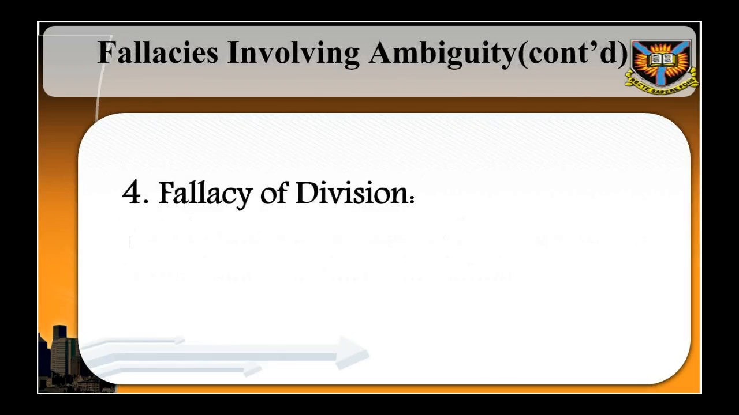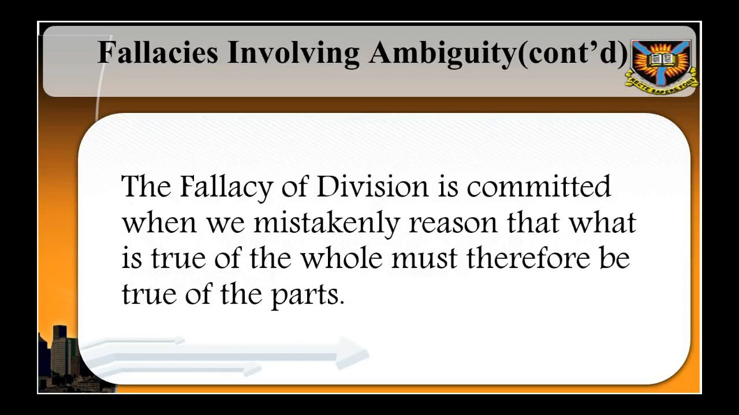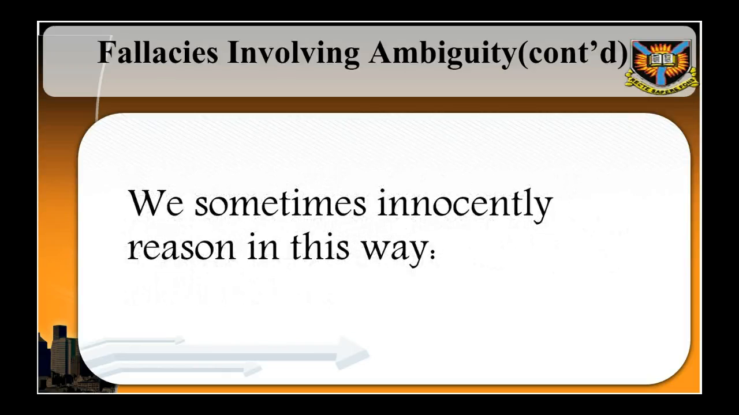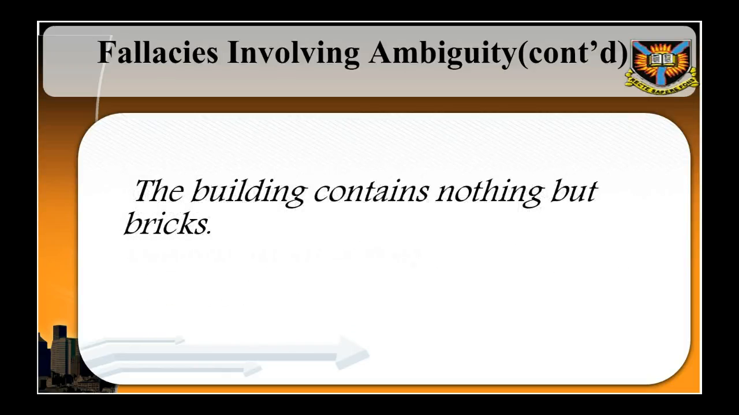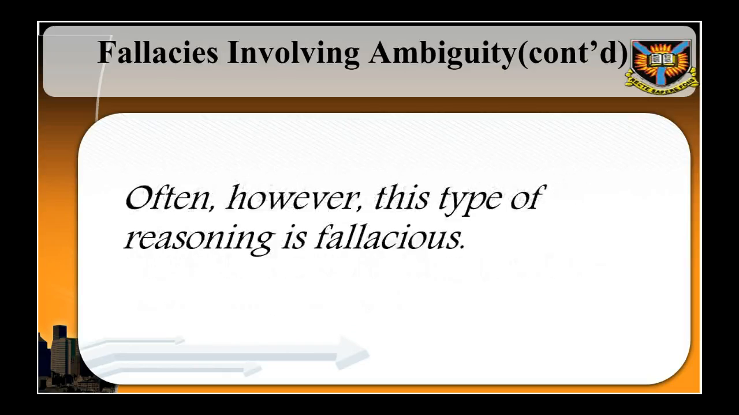Fallacy of division. This is just the opposite of fallacy of composition. The fallacy of division is committed when we mistakenly reason that what is true of the whole must therefore be true of the parts. We sometimes innocently reason in this way. The building contains nothing but bricks. Since the whole building is red, the bricks must also be red. Often, however, this type of reasoning is fallacious.